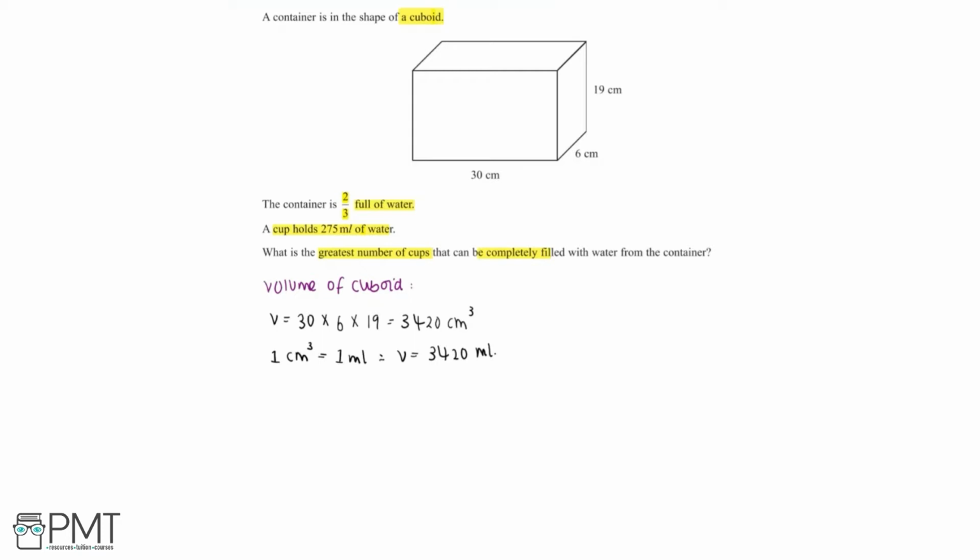But we need to find the number of cups that can be completely filled with water from the container. And the container is only 2/3 full of water, and so we need to find the volume of water in the container. And so 2/3 multiplied by 3,420 is equal to 2,280 milliliters. And so we can see that in the container we have 2,280 milliliters of water.